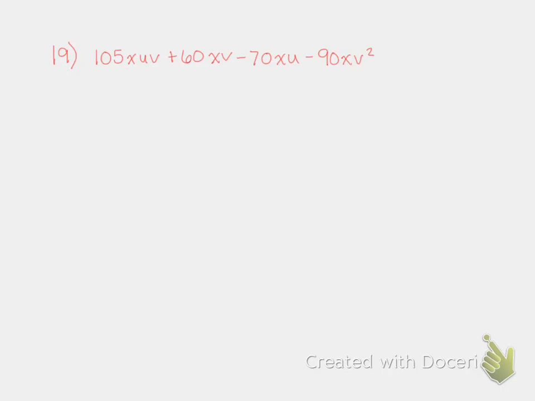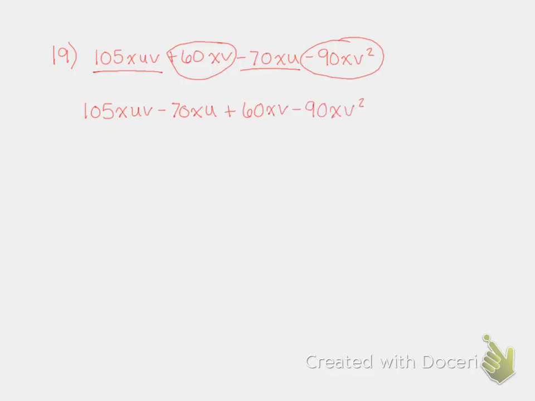So look at your variables. Which one makes sense to group together? So me personally, I'm going to take the 105 and pair it with the negative 70. And then I'm going to take the positive 60 and pair it with the negative 90. Okay, so I will have 105xuv minus 70xu plus 60xv minus 90xv squared.